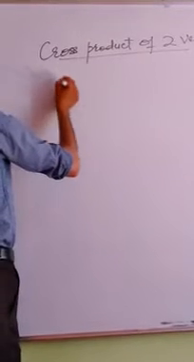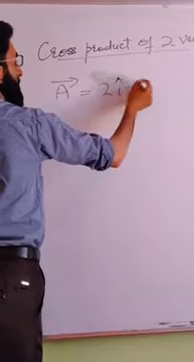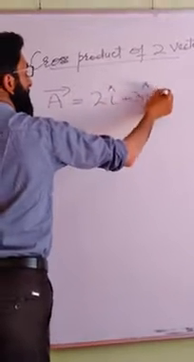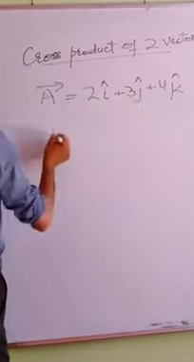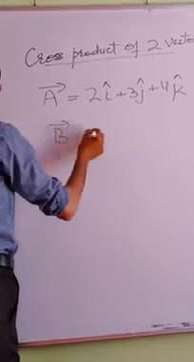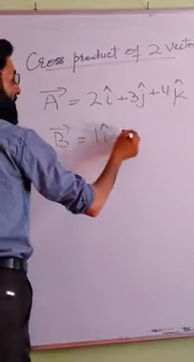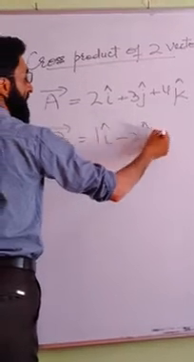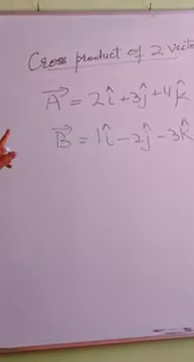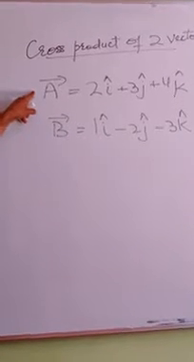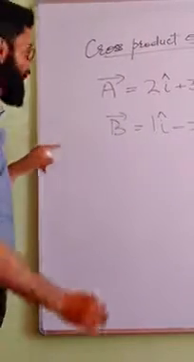Suppose vector A is equal to 2i cap plus 3j cap plus 4k cap, and vector B is equal to 1i cap minus 2j cap minus 3k cap. These are two vectors, and we have to find the cross product between A and B.